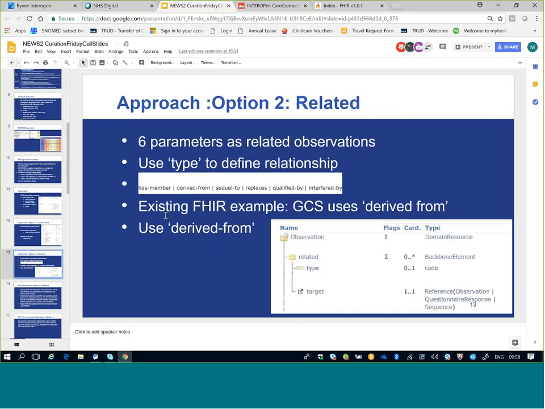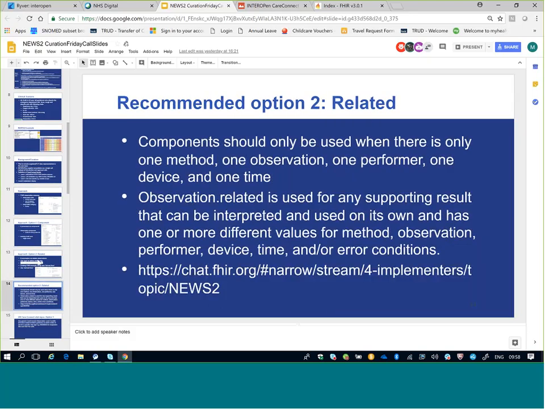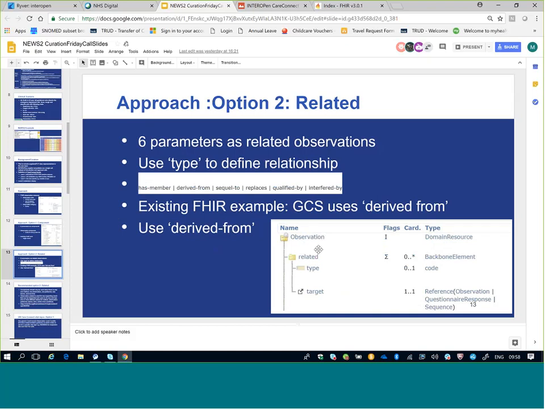The other option we looked into is related, that we use observation.related. What it does allow is to create an external reference to observation, which sits on its own and can be reusable. For example, if we put observation here as blood pressure or pulse, they sit external to this resource and are referenced, and that way the blood pressure is a reusable component which can be used in other scenarios as well, and I think that's the way we are recommending it's designed.